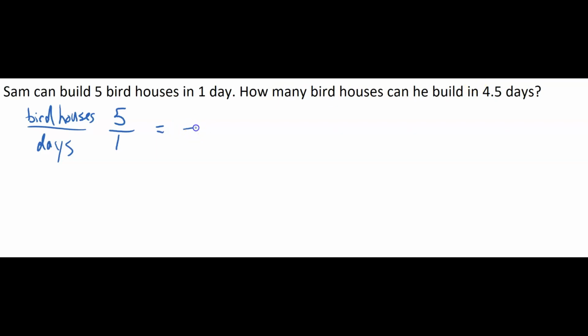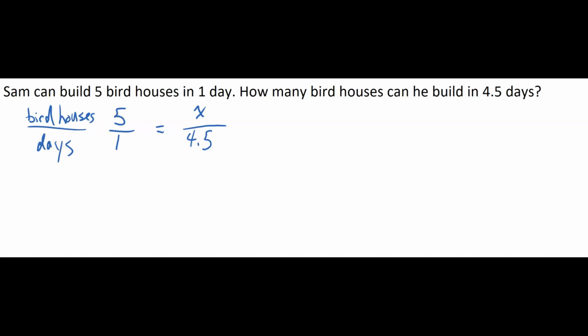So we have to decide over here where the 4.5 goes. And if we have days in the denominator, then we must put days in the denominator down here. And the number of birdhouses is then our unknown in the numerator. Okay, so let's now solve.